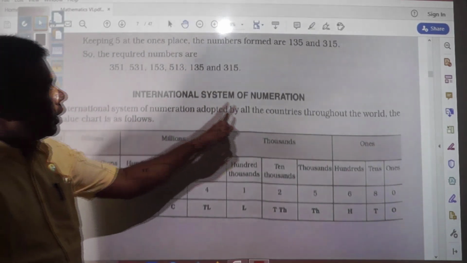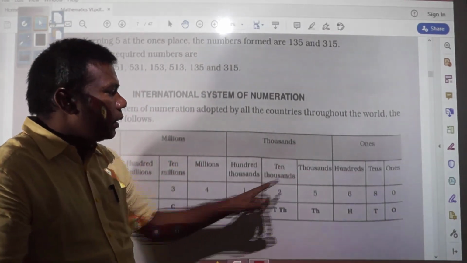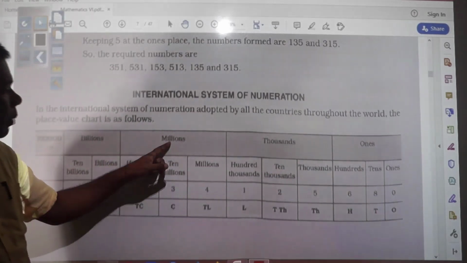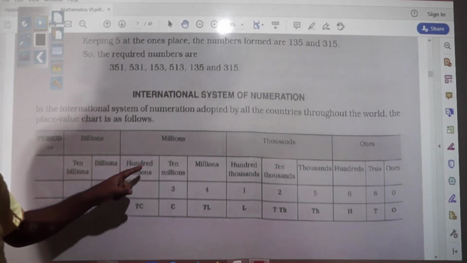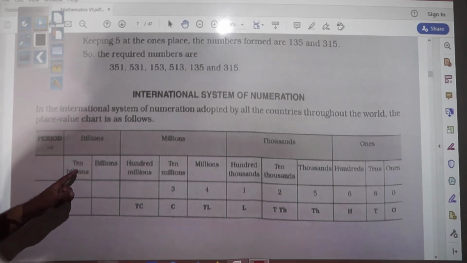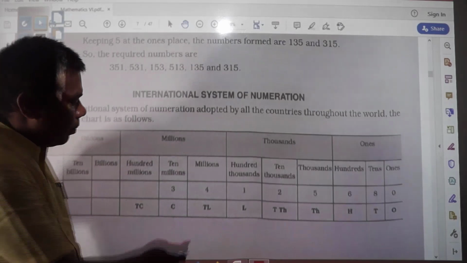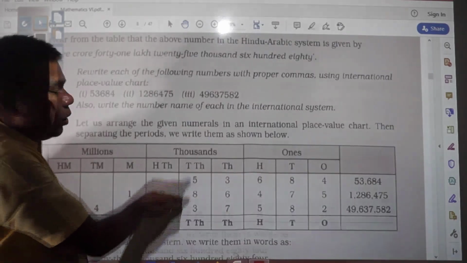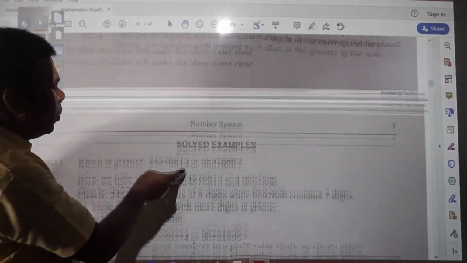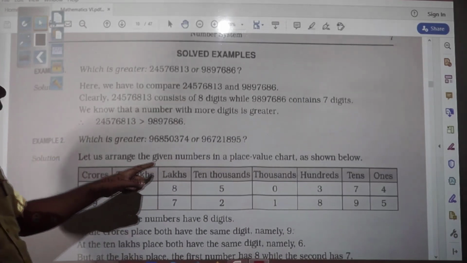But in the international system what we have? In thousands we have 3 digits: thousands, 10,000s and 100,000s. In millions we have millions, 10 millions and 100 millions. And in billions we have again billions, 10 billions and 100 billions. Like that we write in the international system. So we will discuss again. Already this exercise I have told you to solve. We will discuss solved examples today.